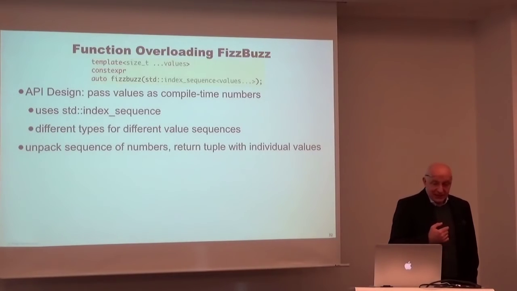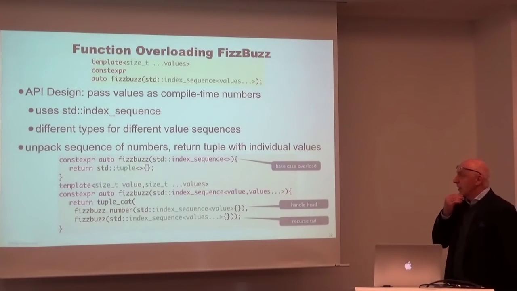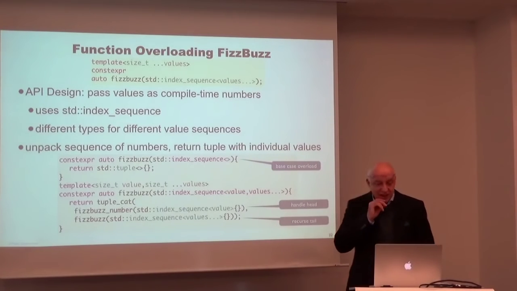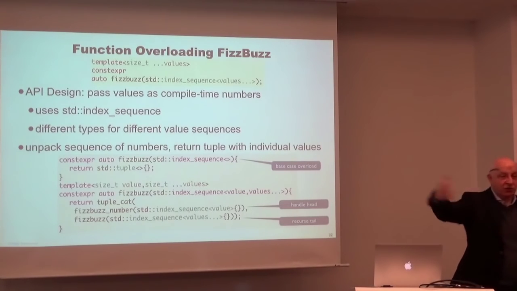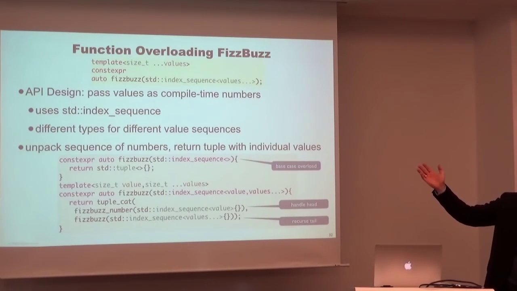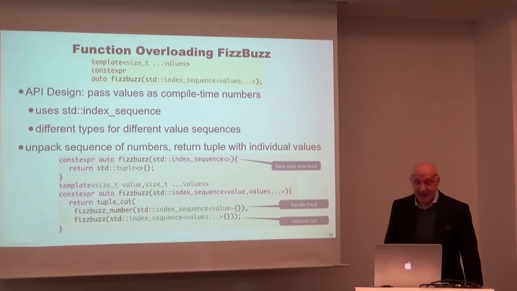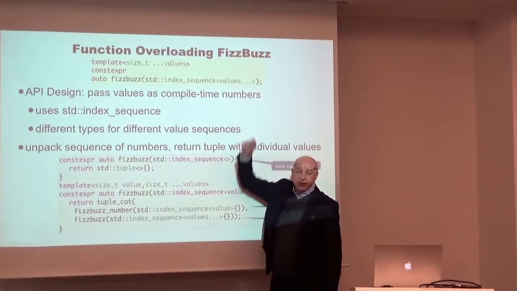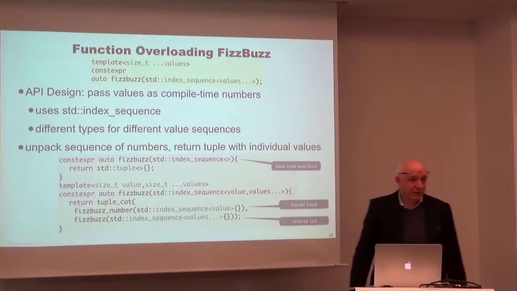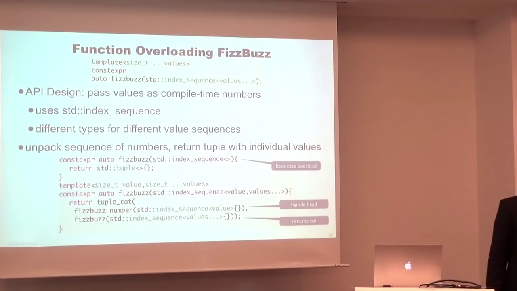So the idea is we want to do it at compile time as a constexpr function, and we want to do it by passing in the list of values, let's say 0 to 16, because it's just too long to spell out by hand all the expected outputs, as a template parameter. And it uses a feature of the standard library called index sequence.